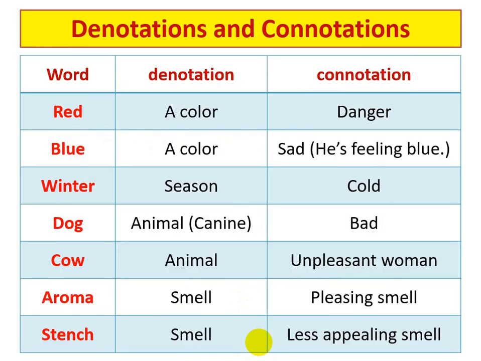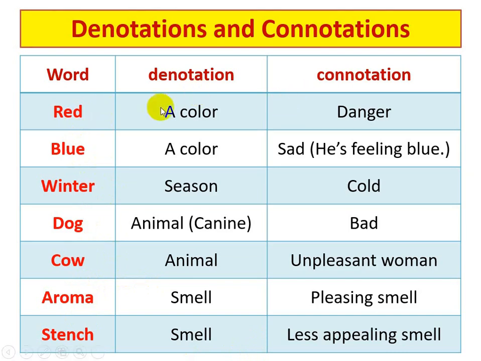Let's here take some examples. Words such as red, blue, winter, dog, cow, aroma, stench, etc. What are the denotations and the connotations of these words?